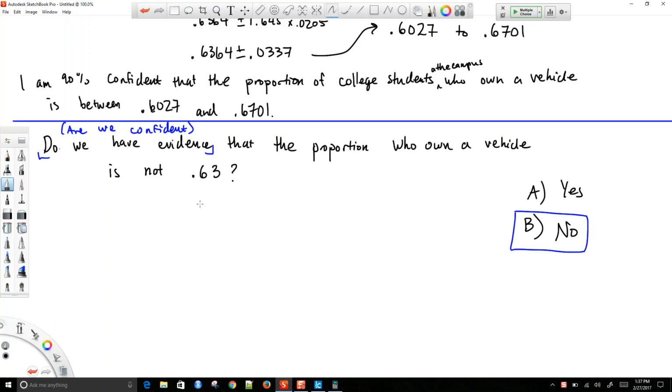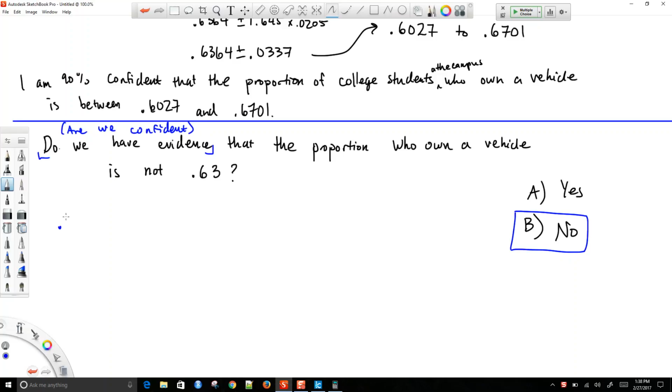So if your resulting interval went from, for simplicity's sake, let's say 60 to 67%. We're just going to round off so I don't have to keep saying 60.27 and 67.01%. So I say, I'm 90% confident that the proportion of those who own a vehicle is between 60 and 67%. And I'm now asking, do we have evidence that the proportion who own a vehicle is not 63%? Or similarly, are we confident that the proportion who own a vehicle is not 63%?